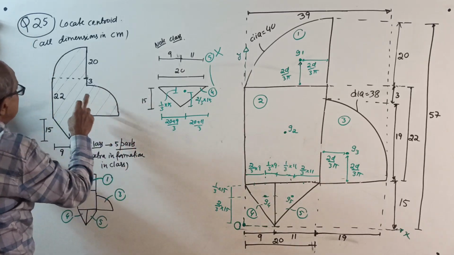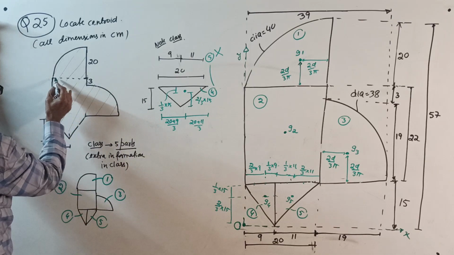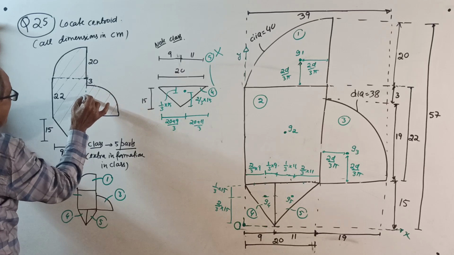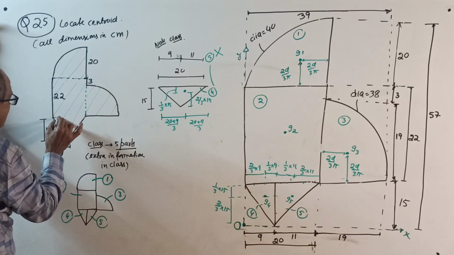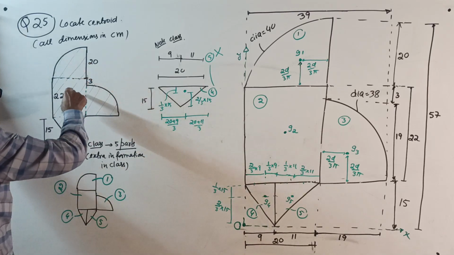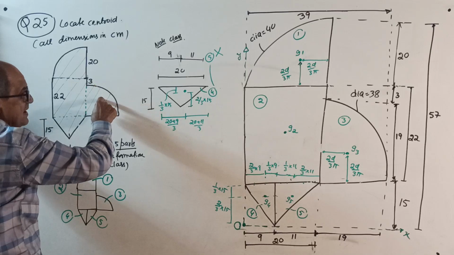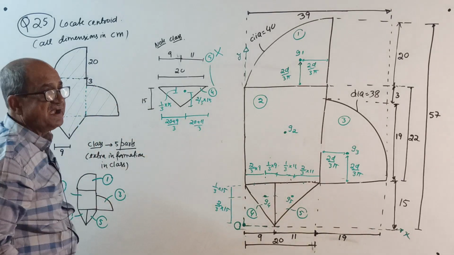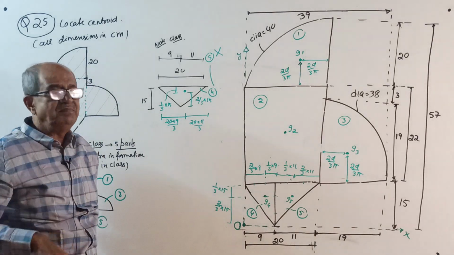Class, 5 parts. See how? You divide like this. See here, and then here, here, and here. Then one quadrant, one rectangle, one semicircle. Someone will say, sir, only 4 parts. Yes, 4 parts, correct. But there is a problem.